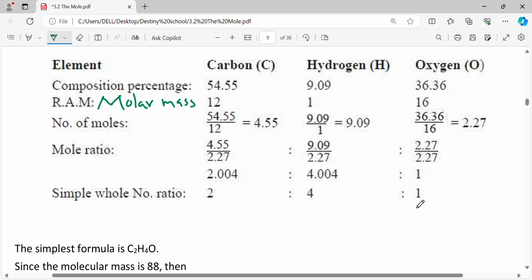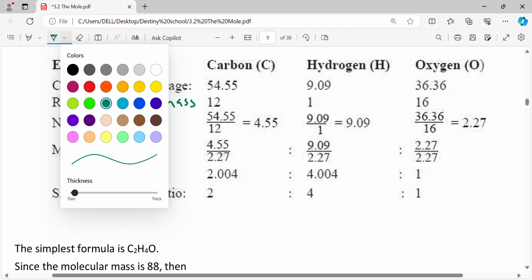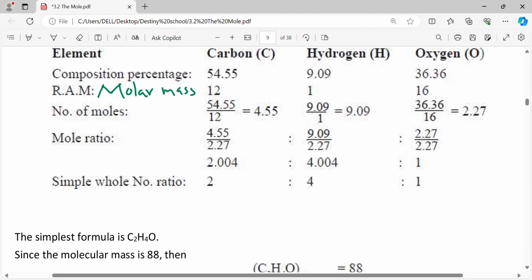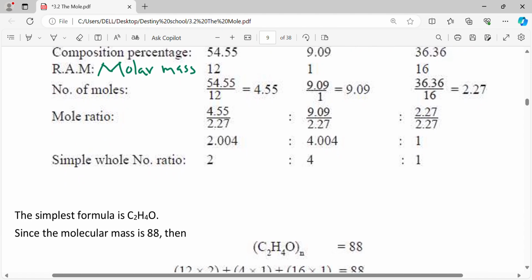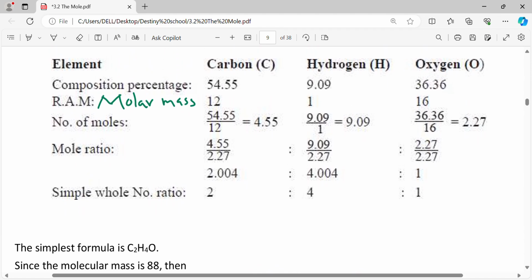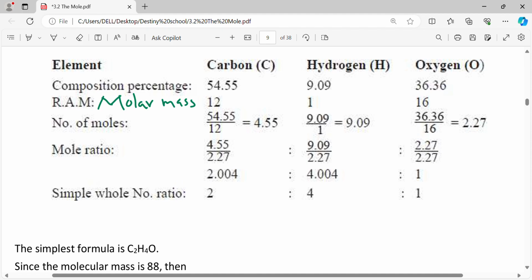Then you try and divide this one, you're going to get 4.004. If you divide this one, you get 2.004. So I told you that 2.0 you can round off, because we want the whole numbers. So 2.0 can be 2, 4.0 can be 4, and 1 is already 1.